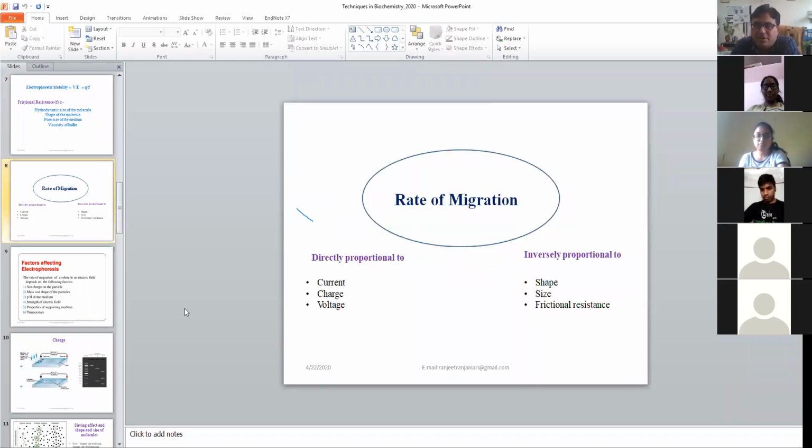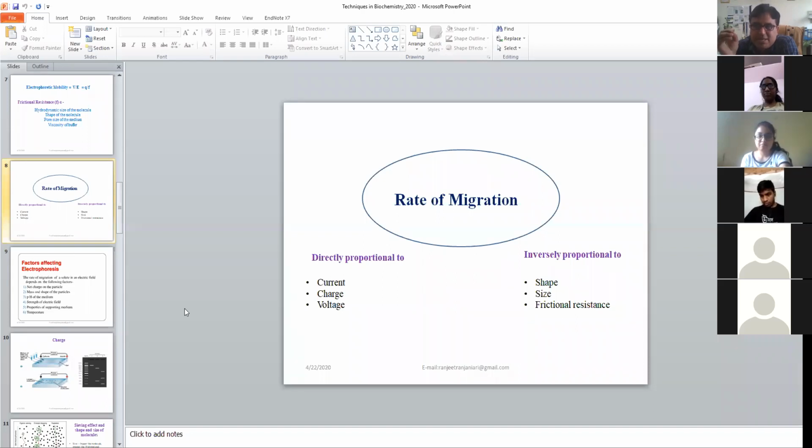Now the term rate of migration. Migration is basically movement. Rate of movement is directly proportional to the current, charge, and voltage, whereas it is inversely proportional to the shape, size, and frictional resistance. Current. So now this word current is very dicey when you are using it in terms of electricity. Basically we prefer to have a current of about 45 to 50 or 60 milliamperes.